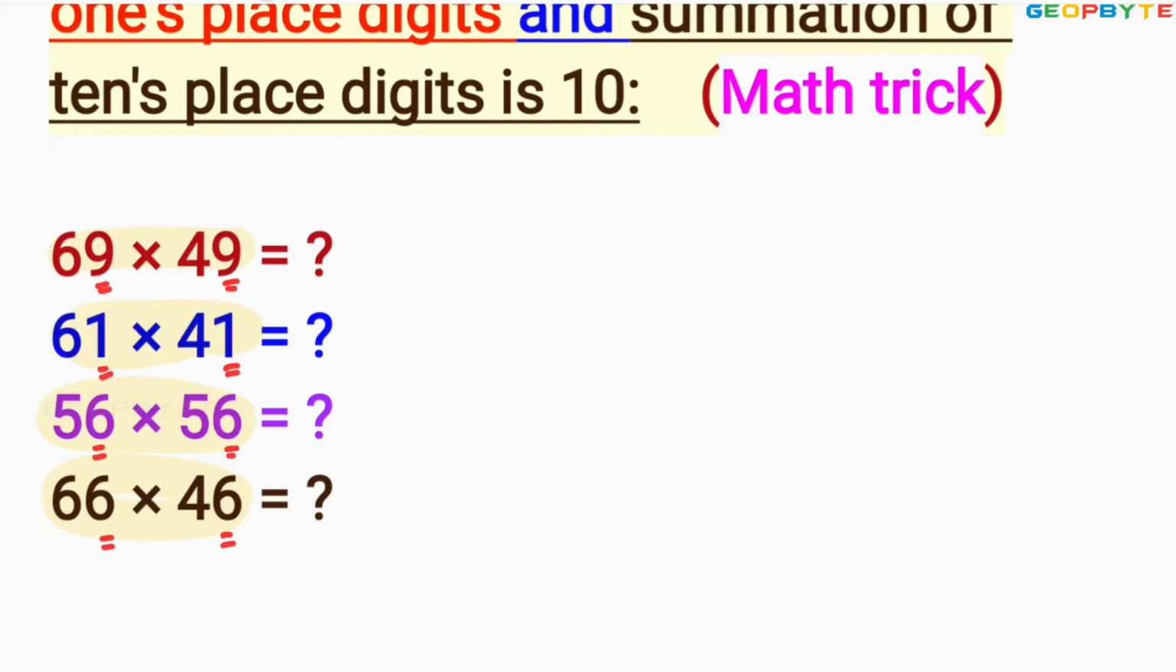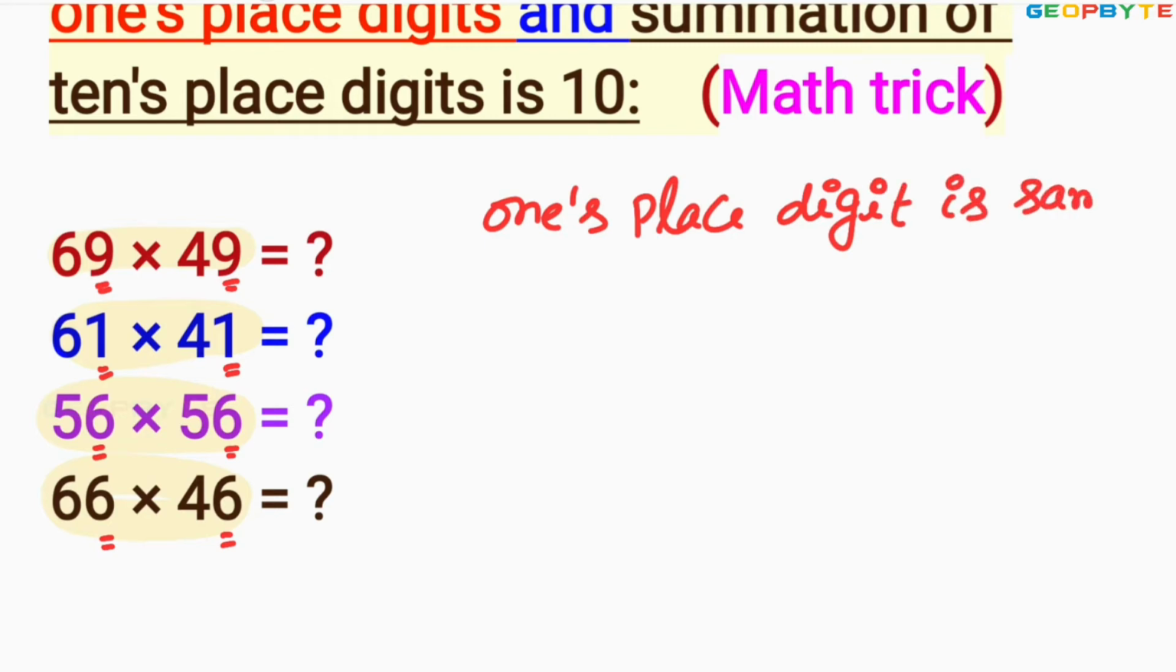Here the condition is the ones place digit is the same. And the other condition is you just add the 6 and 4, you are getting 10. 6 plus 4 equals 10. Similarly for the second number, 5 plus 5 equals 10. And 6 plus 4 equals 10.